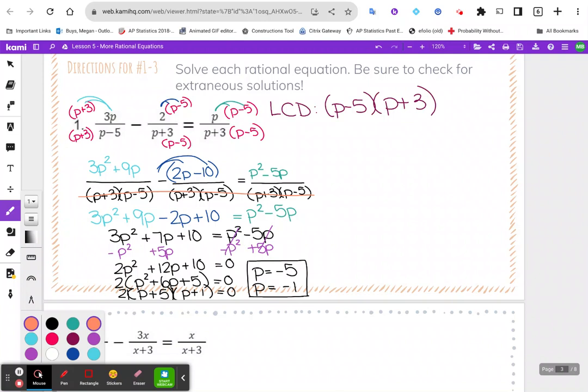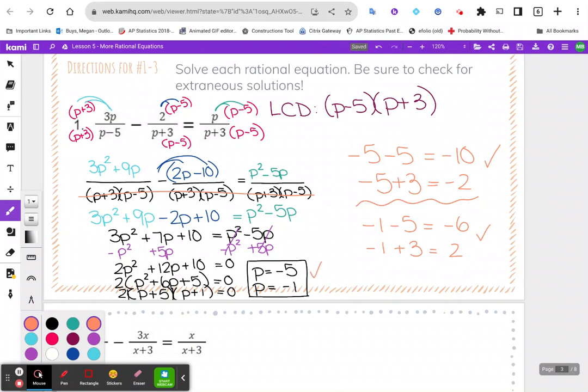I do my quick thought that, hey, negative 5 minus 5 is okay. That's going to get me a negative 10, not a 0 on the bottom, so we're okay. Negative 5 plus 3 is negative 2, so negative 5 checks out. Same thing with negative 1. Negative 1 minus 5 equals a negative 6. Negative 1 plus 3 is a 2. None of those got me a 0 in the denominator, so these both are good.